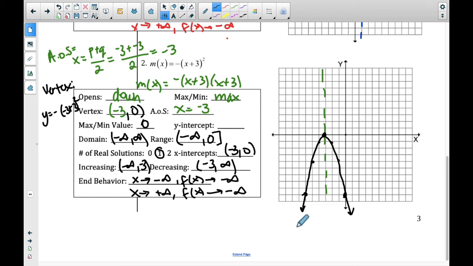Okay, before we turn the page, if you have questions about factored form, write them down in the margins, write all questions in the margins, and bring them to class tomorrow. Okay, let's turn the page.